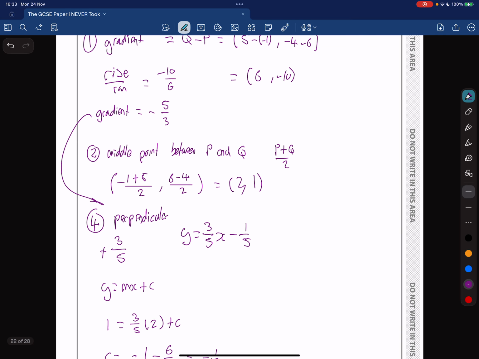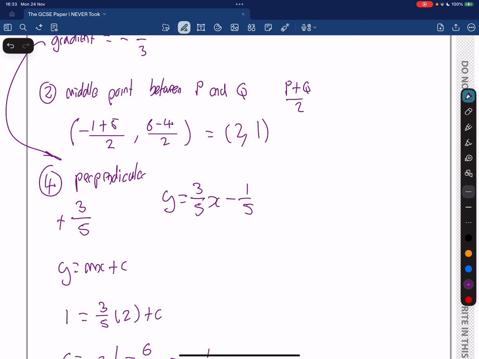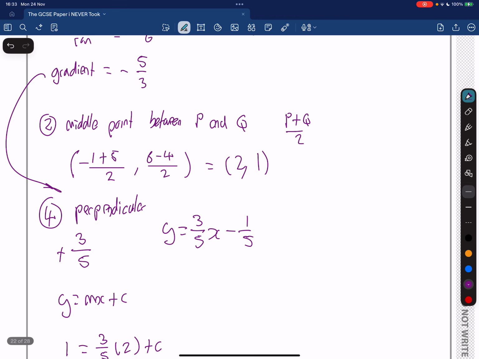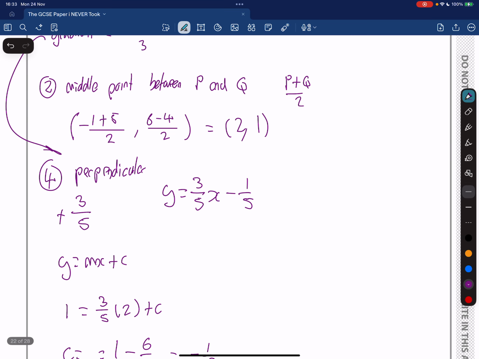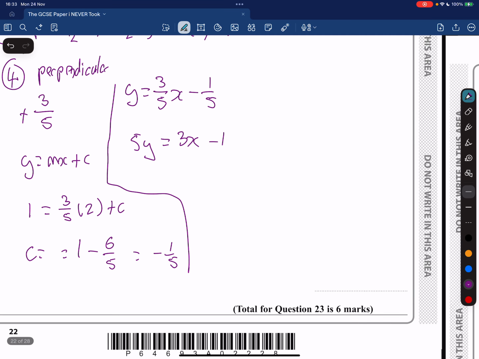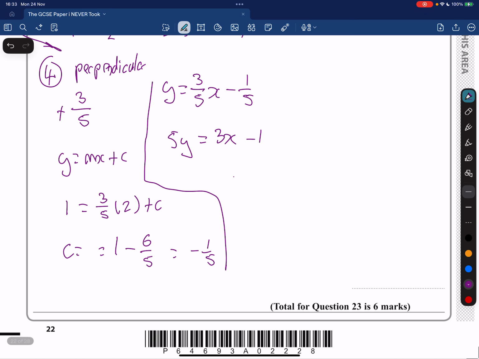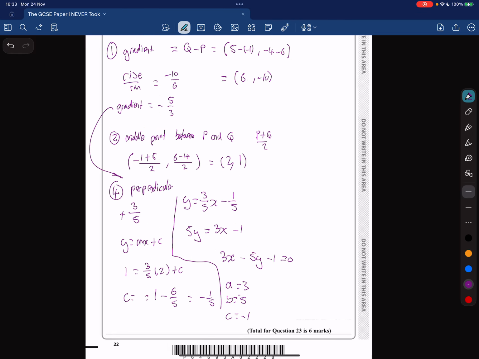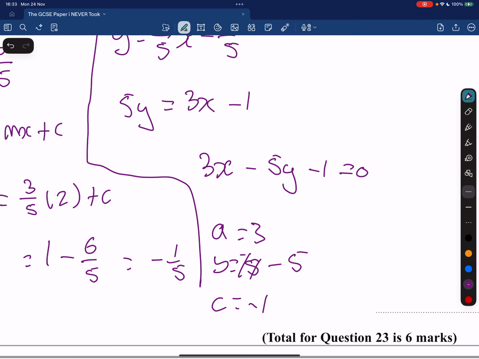But they want it in integers, so I need to multiply everything by 5 and move it all to one side, so ax plus by plus c. I'm going to multiply everything by 5 first. So 5y is equal to 3x minus 1. Now we're going to rearrange it: 3x minus 5y minus 1 is equal to 0. A is equal to 3, B is equal to minus 5, C is equal to minus 1.